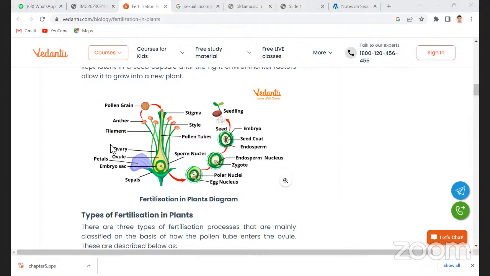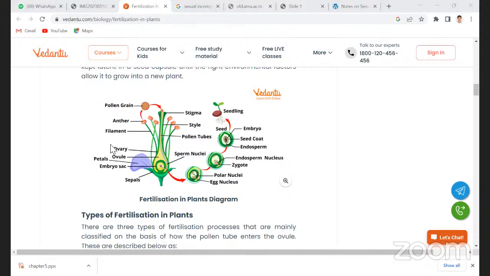What are the examples of porogamy? Oryza sativa, Nicotiana, Pentatilia. These are the examples of porogamy.